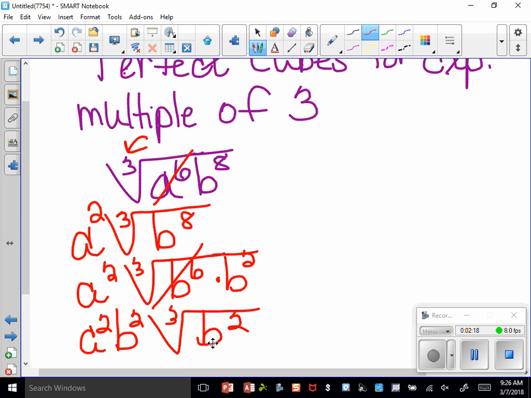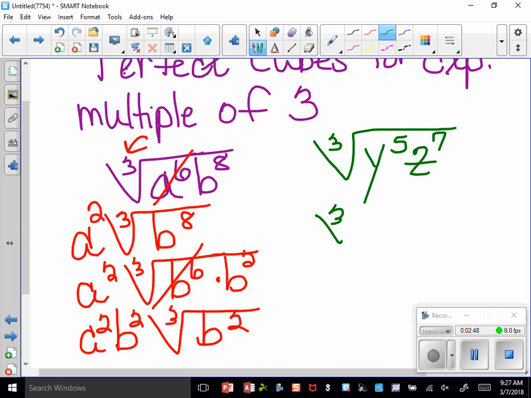So let's try another example. And I'm just working with variables because the numerical part we're going to get from the calculator in a minute. So I just want to make sure you understand how to do the variables. So let's say we had y to the 5th, z to the 7th. Okay. So is there a multiple of 3 in 5? Yes. What's the highest multiple of 3? 3. So I'm going to do y to the 3rd times y to the 2nd.